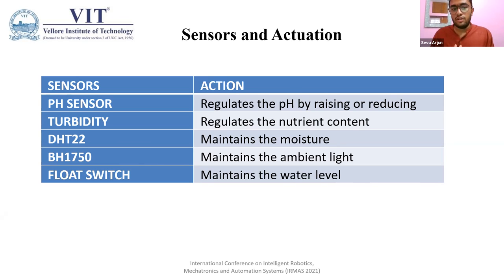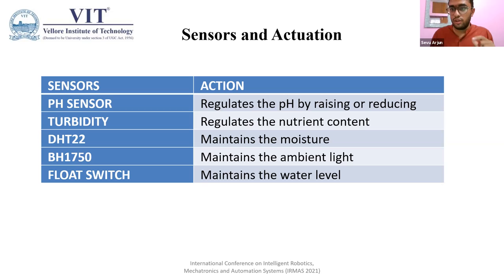If the turbidity goes very high, it may even detect that there are some dissolved metals inside it, so we can identify the quality of the water through that. And then the DHT22 sensor to maintain the moisture. It is basically a moisture sensor.